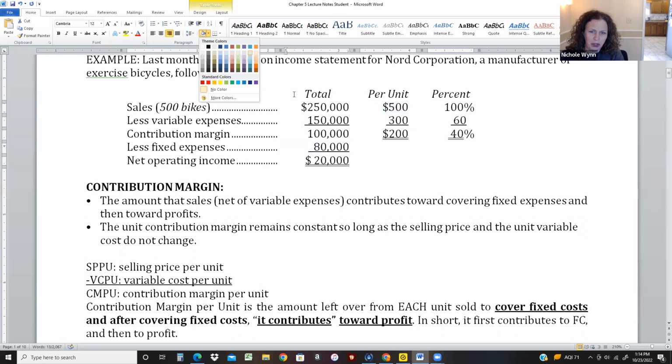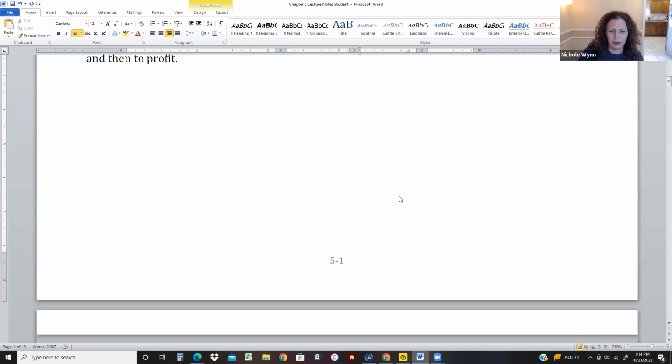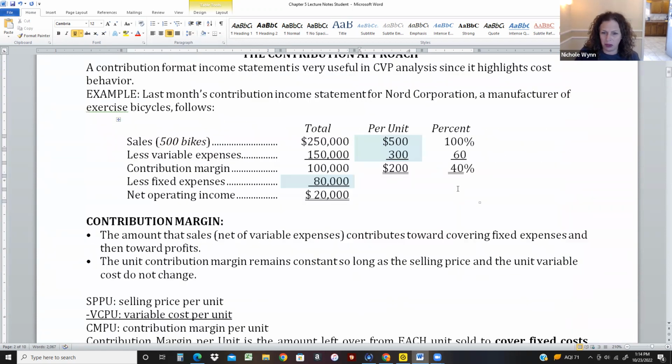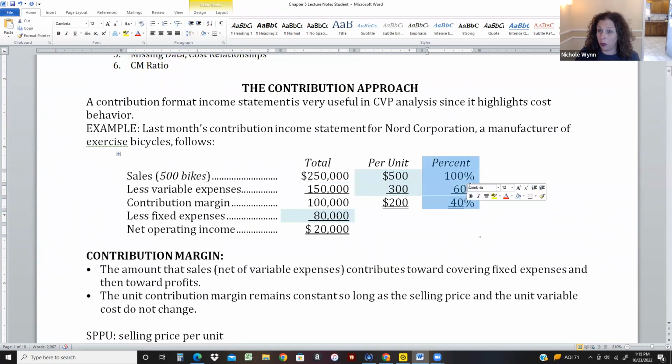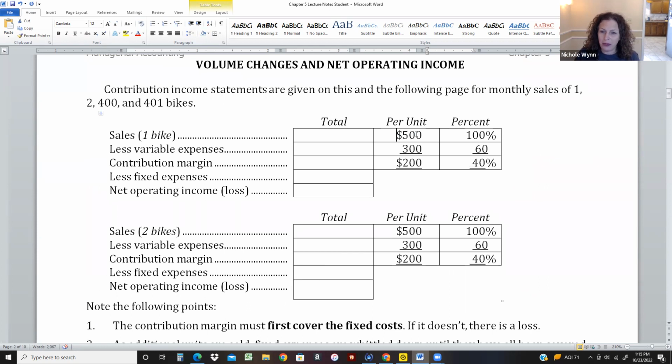So those numbers do not change unless you're told that you're going to sell them for more, or that the costs are going up or something. So if we only sell one bike, and by the way, there are these percentages, and I'm going to cover those in a little while. So right now, don't worry about them, but I will talk about them later. Okay. So we sell one bike for $500.